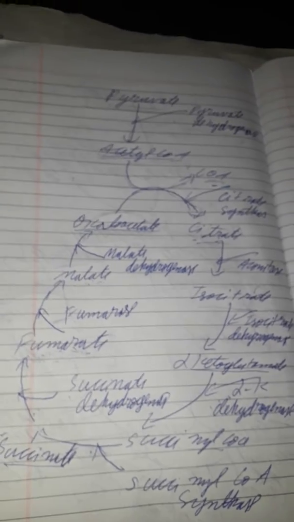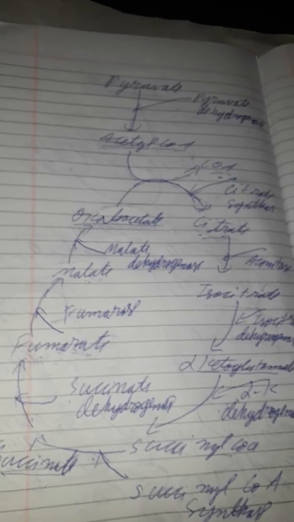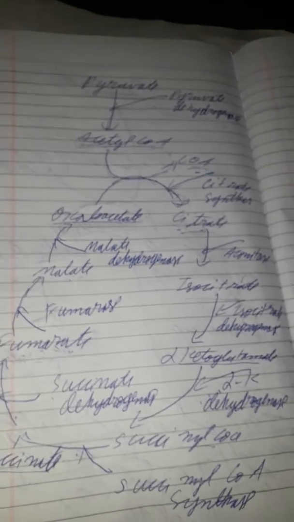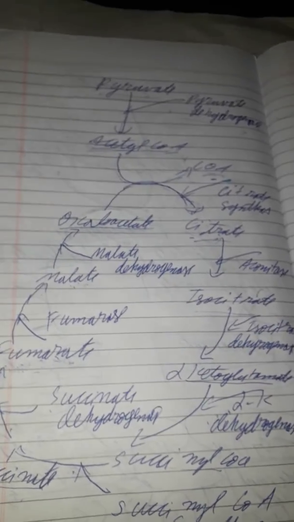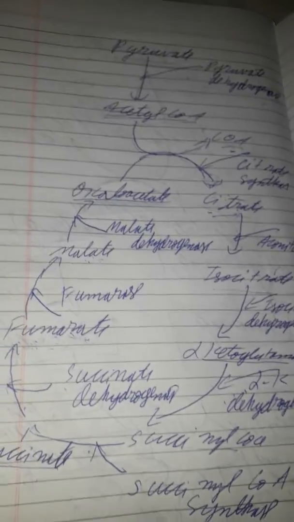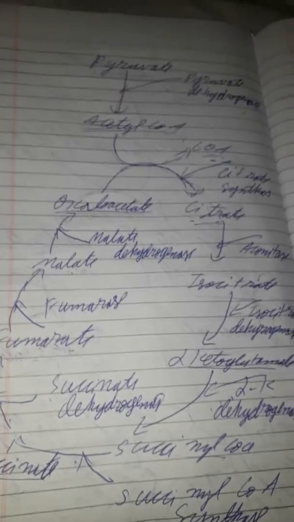So by keeping simple mnemonics, you can remember the intermediates, the carbon counts and energy changes, and enzymes and their functions. Okay. Now let's quickly recap what we have studied in this. Just a brush up of the citric acid cycle. So let's do it this way. This is the last brush up.